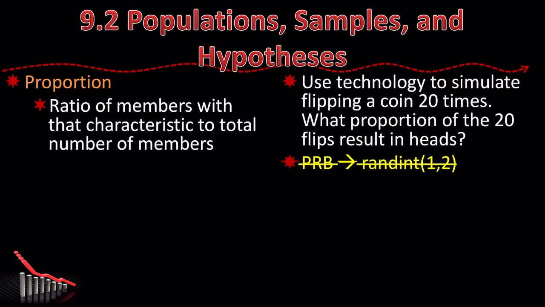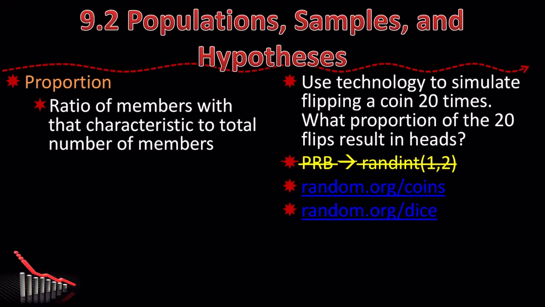All right, so the book is going to ask you to use technology to simulate flipping a coin 20 times. What proportion of the 20 flips results in heads? And the book suggests you use a random integer generator. So you use the function randint, and you put the lowest number and the highest number. So for flipping a coin, it's either a 1 or a 2, heads or tails. And you'd have to do it 20 times to keep track. Well, that could take a while. So we could use random.org for coins, and they also have one for dice.